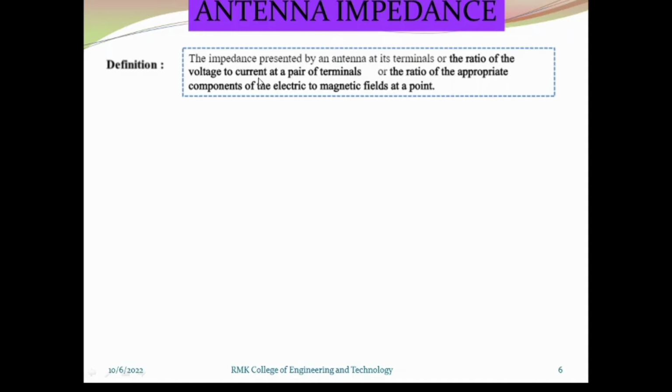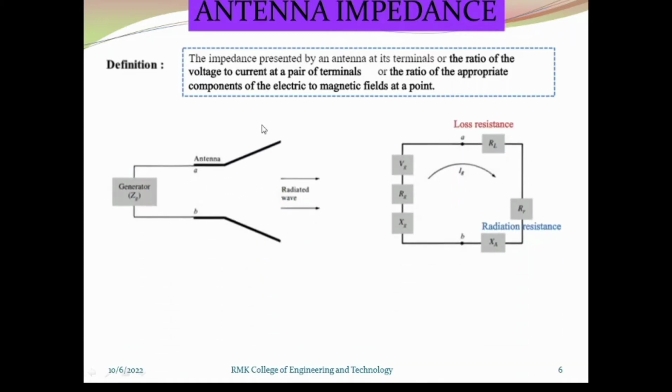In another way, it is the ratio of appropriate components of electric to magnetic field at any point. Okay, so in the medium, if we take any point and take the ratio of electric field to magnetic field, it tells about the antenna impedance. In another way, at the terminals of the antenna, we can take the ratio of voltage to current distributions. See here, this is the antenna. We have a generator whose impedance is ZG, and these are the antenna terminals, and this is where the signal will be radiated. And if we convert this antenna system to its Thevenin equivalent circuit, it will look like this.